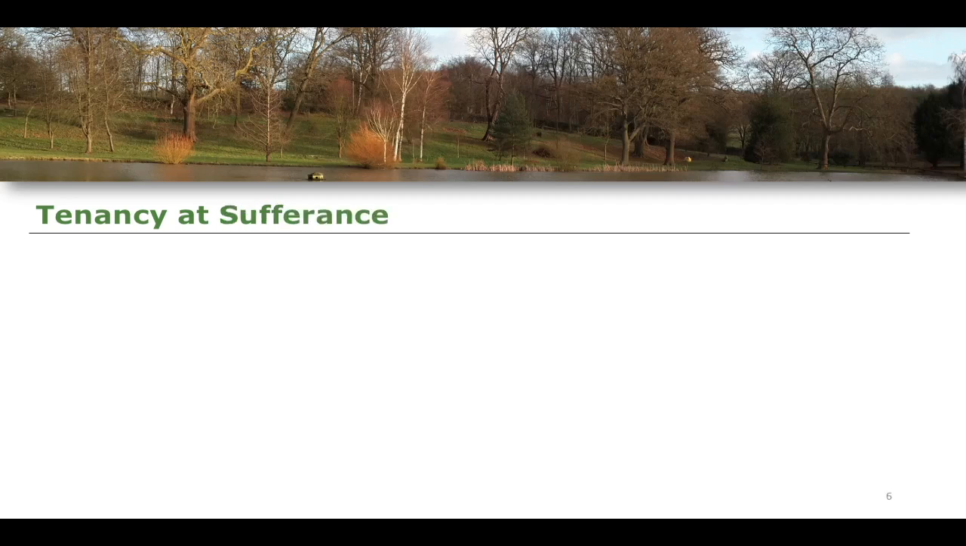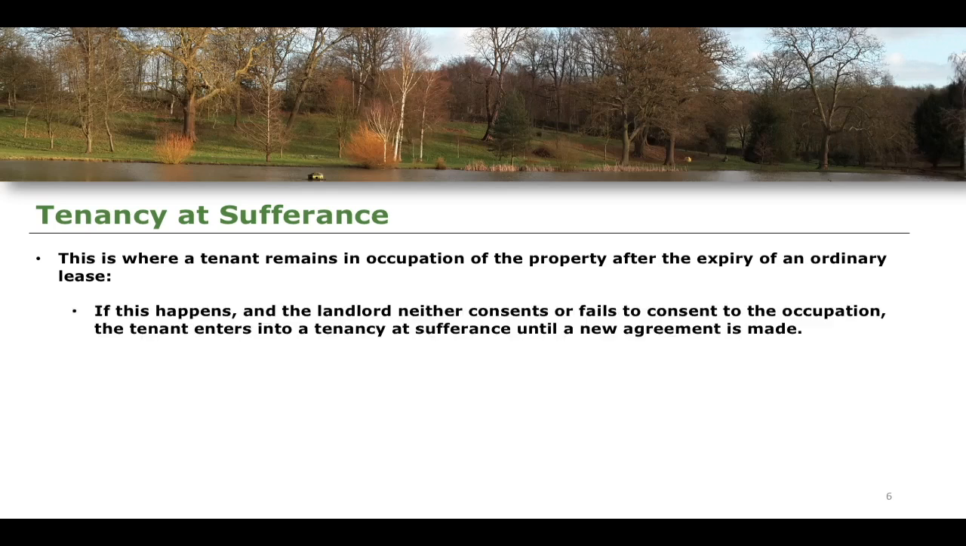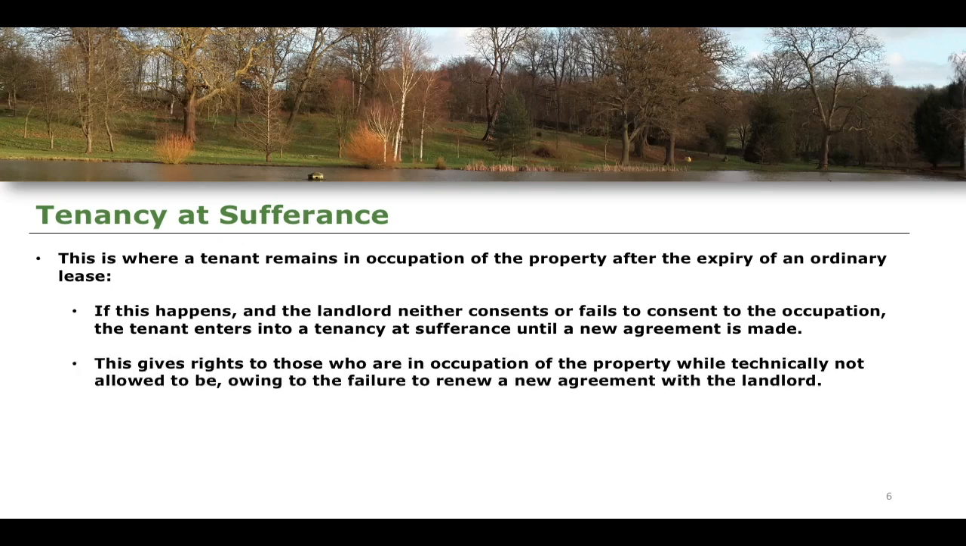In addition to this, a tenancy at sufferance is where the tenant remains in occupation of the property after the expiry of an ordinary lease. If this happens, and the landlord neither consents nor really fails to consent to the occupation, the tenant enters into a tenancy at sufferance until a new agreement is made. Essentially, what this does is give rights to those who are in occupation of the property while technically not allowed to be, owing to the failure of renewal of a new agreement with the landlord.